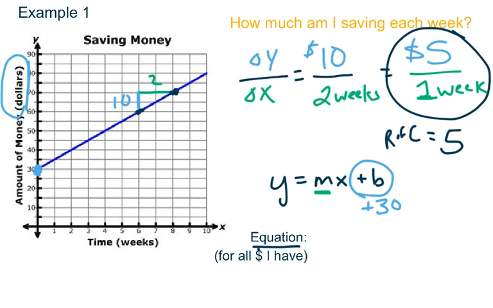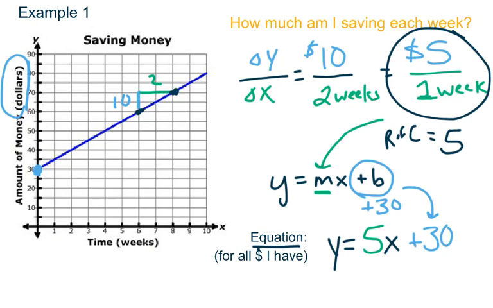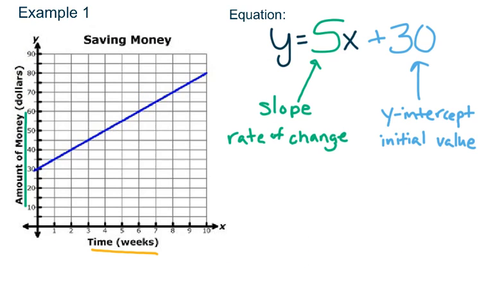We already have our rate of change, or our slope, from finding the change of y over change in x. So that means our equation would be y equals 5x plus 30. So taking our 30 from our y-intercept, our 5 from our slope or rate of change.